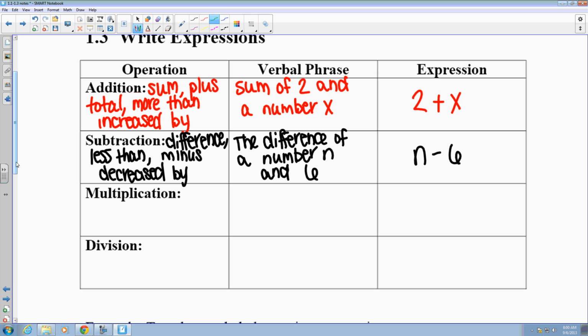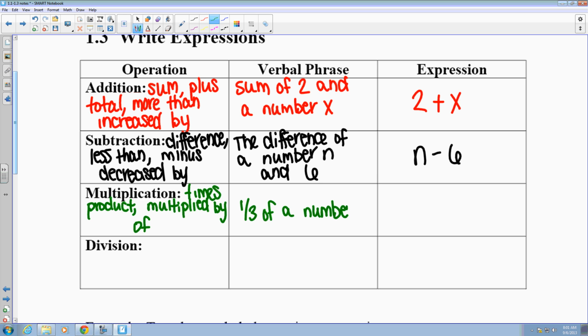Multiplication, some words you might see are times, product, multiplied by, and one that you might not have thought of is just of. An example using of would be 1/3 of a number x. Every time you see the word of, you're going to use multiplication. So that's just 1/3 x.